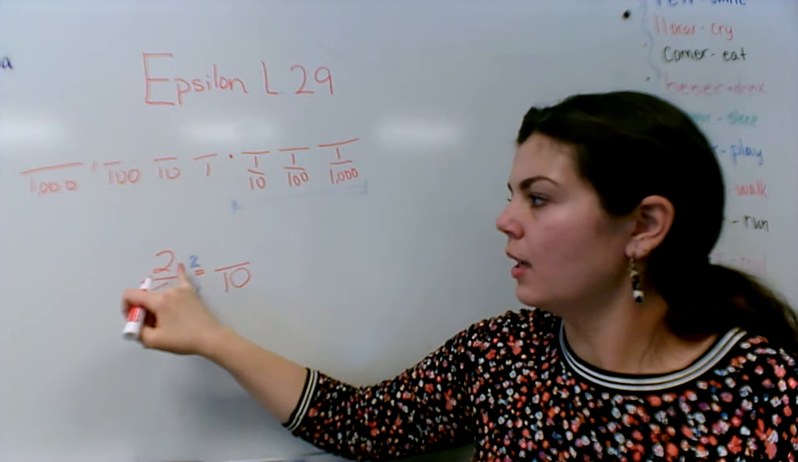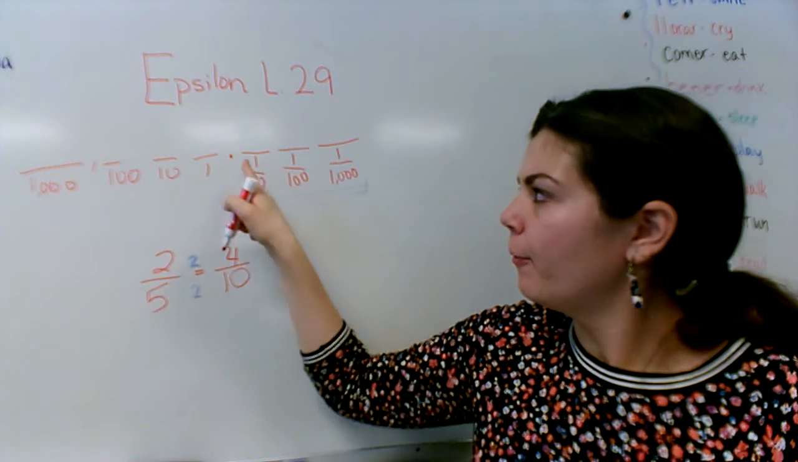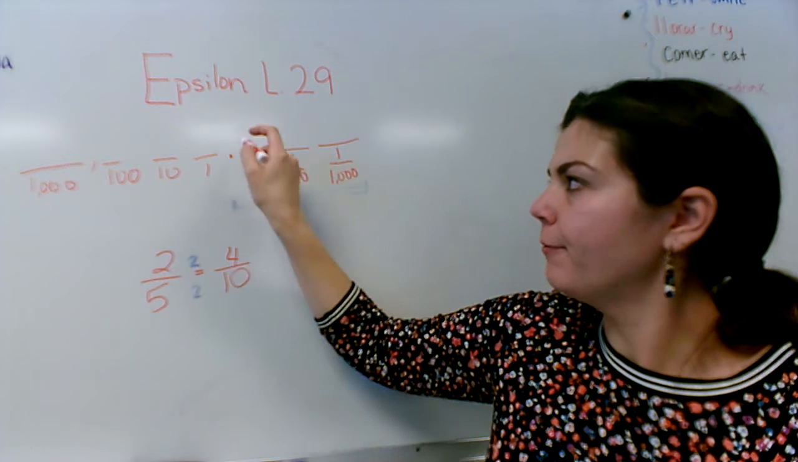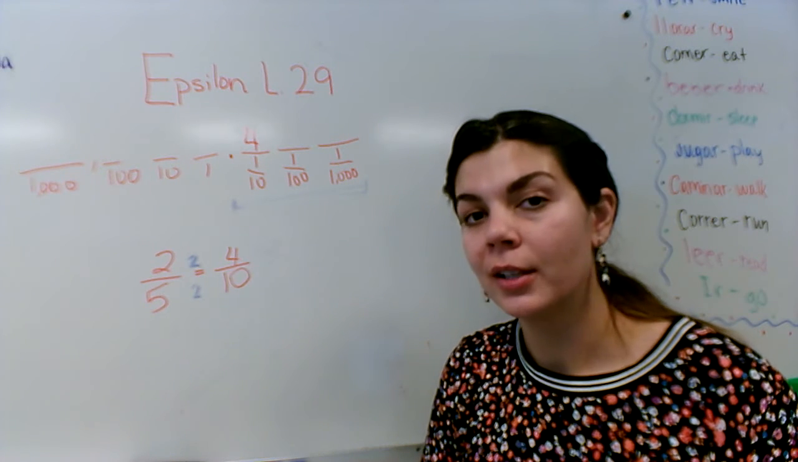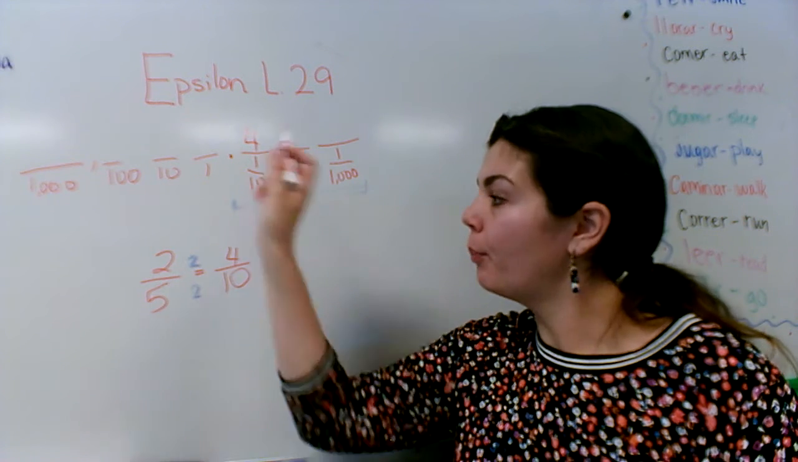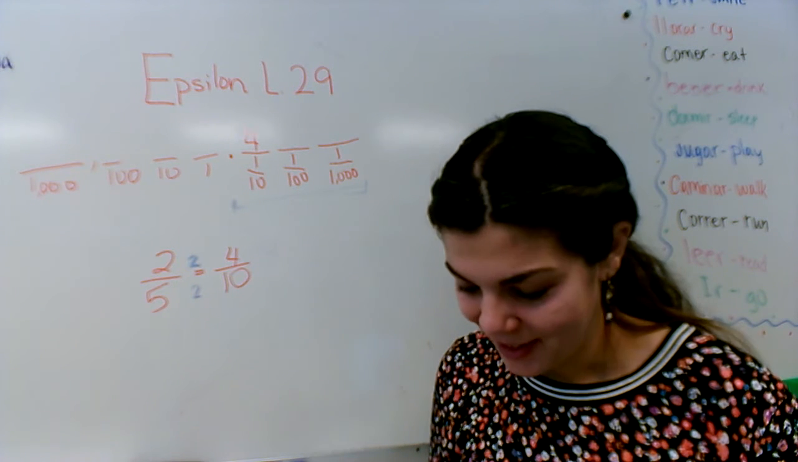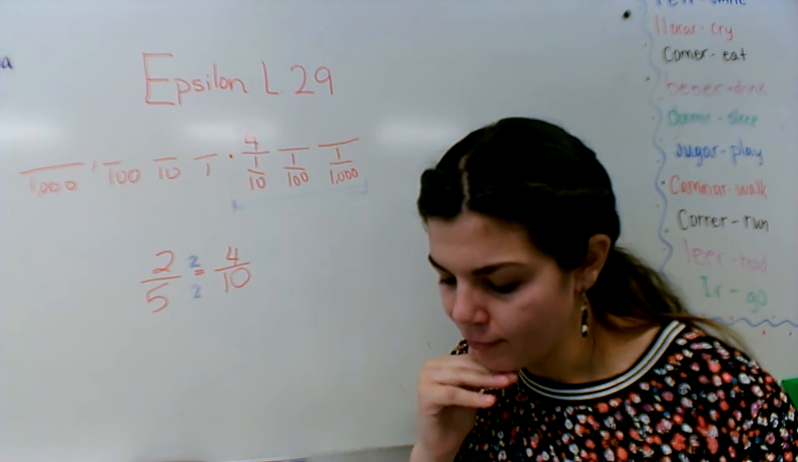Okay, 2 times 2 is 4. 4/10. That has the same denominator. My 4 can go in the top. 0.4. 2/5 is the same as 0.4. All right?